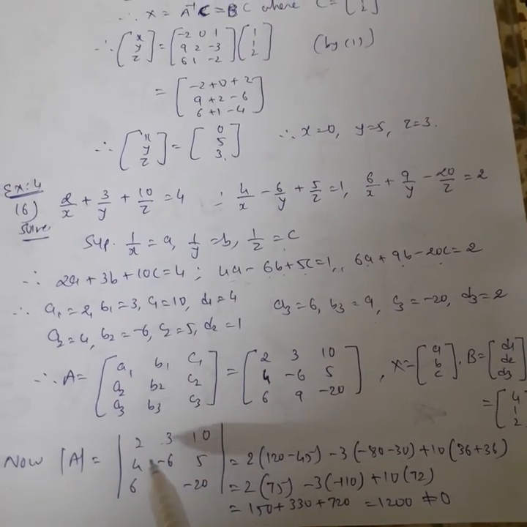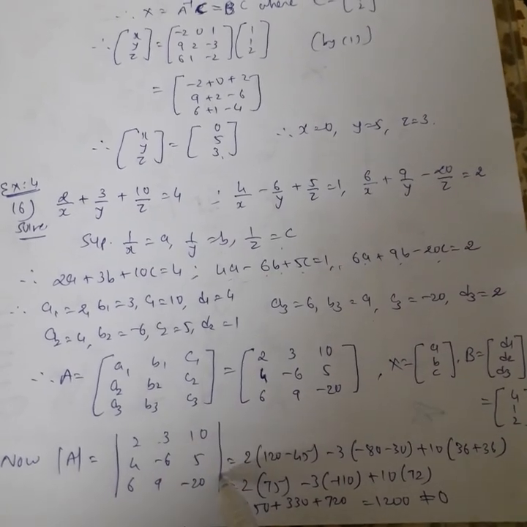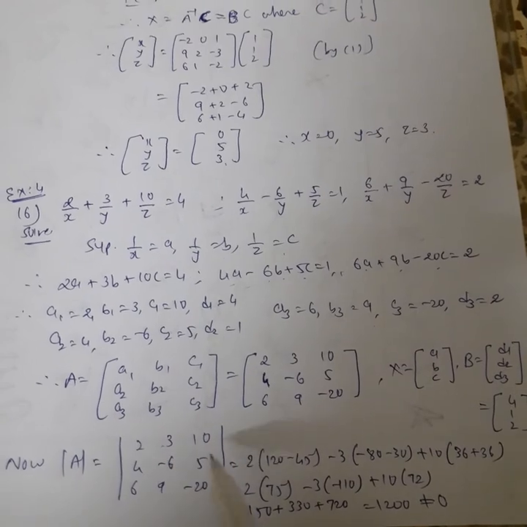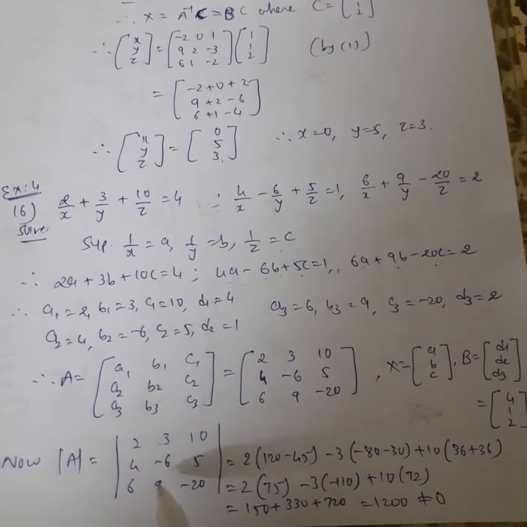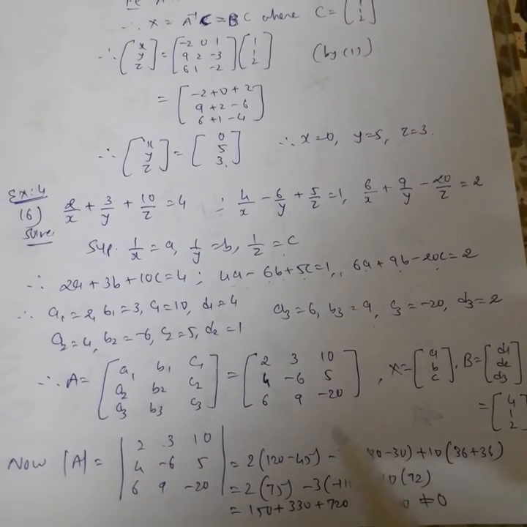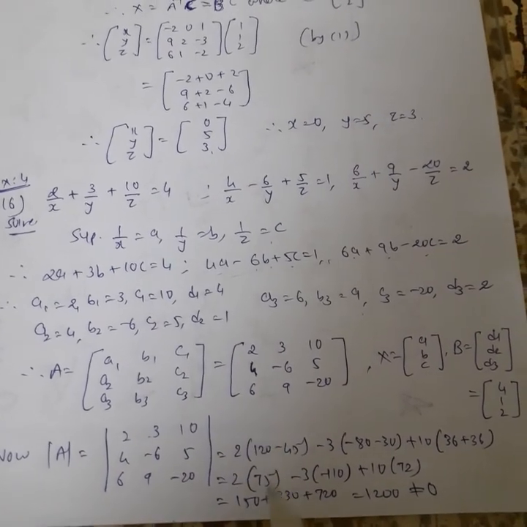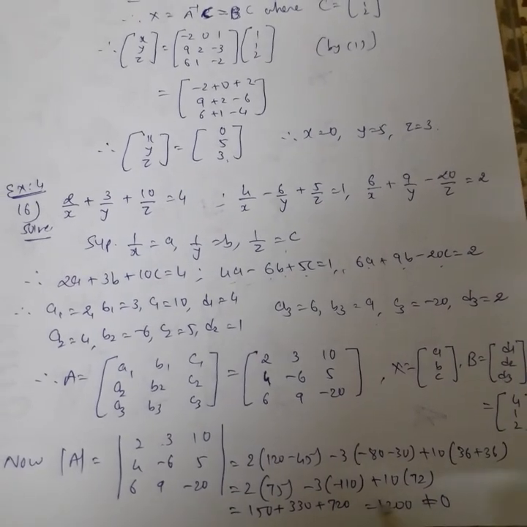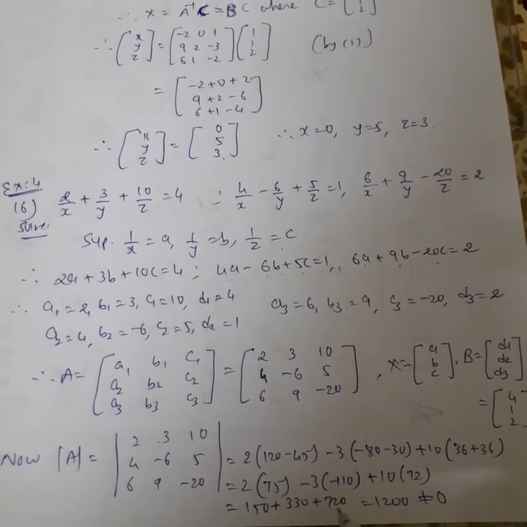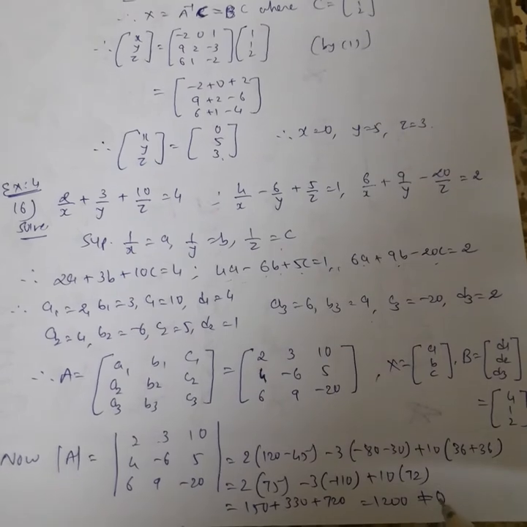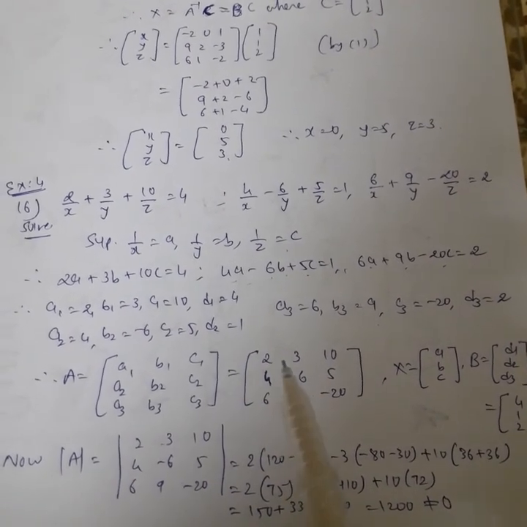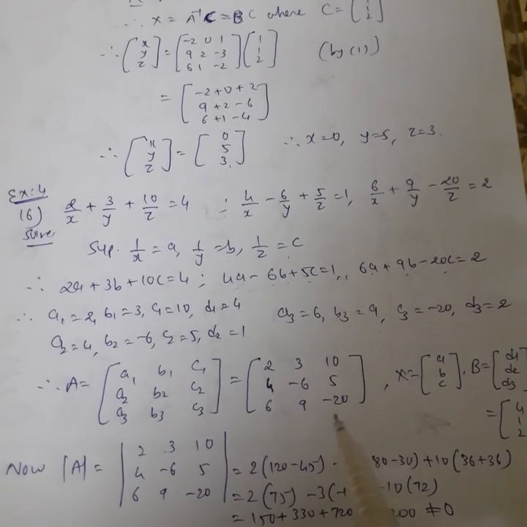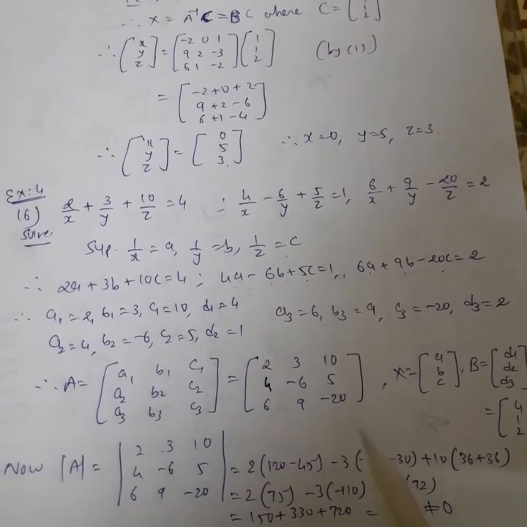Its expansion will be 2 into 120 minus 45, minus 3 into minus 80 minus 30, plus 10 into 36 plus 36. Its simplification will be 2 into 75 minus 3 into minus 110 plus 10 into 72. So its value will be 1200, which is not equal to 0, meaning it is a non-singular matrix, so its solution exists. The system is consistent and A inverse exists. So we get the values of a, b and c.